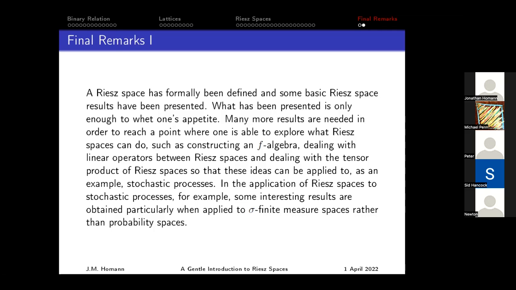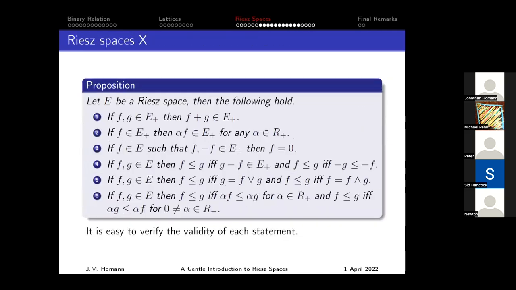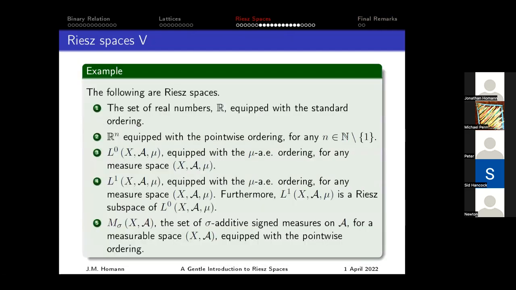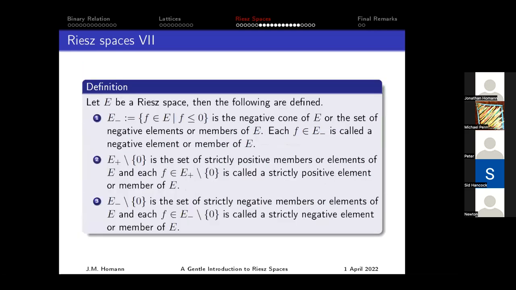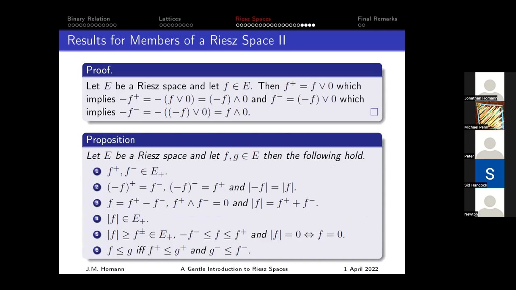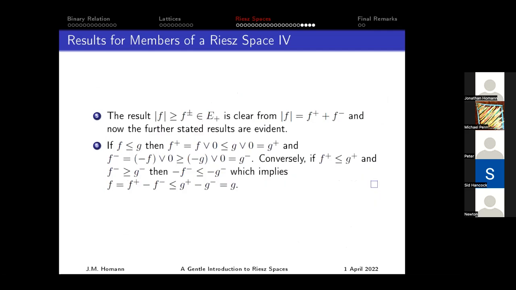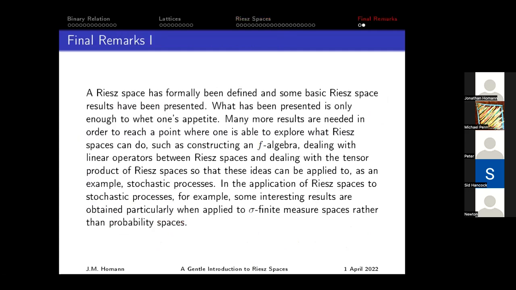But Freudenthal's spectral theorem can be used when you work on the Riesz space M sigma of sigma additive signed measures. We can use Freudenthal's spectral theorem to prove the Radon-Nikodym theorem, the standard Radon-Nikodym theorem in measure theory. It's not exactly as easy as many texts claim it to be. It is quite involved, but the point is we can use this Riesz space result and the Freudenthal spectral theorem to get the classical result. But we do need to develop a lot more to do that.